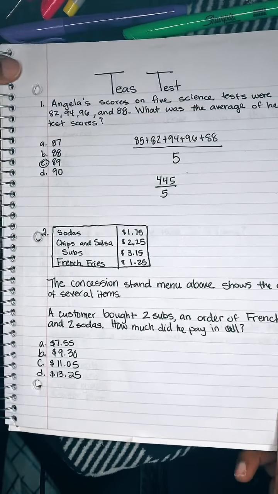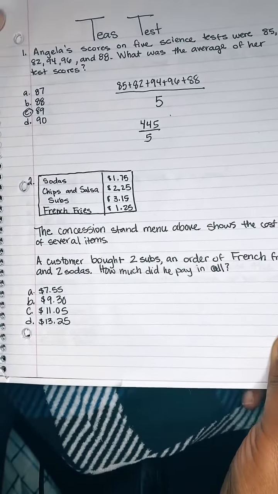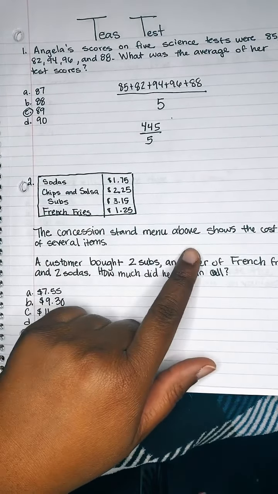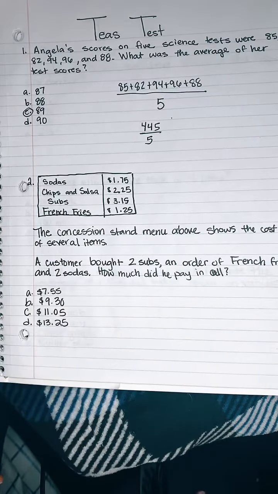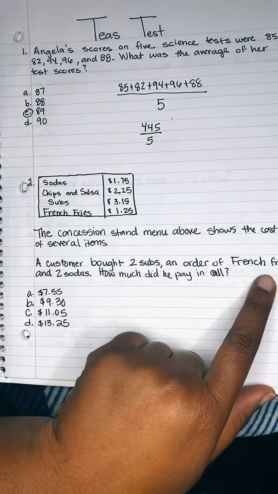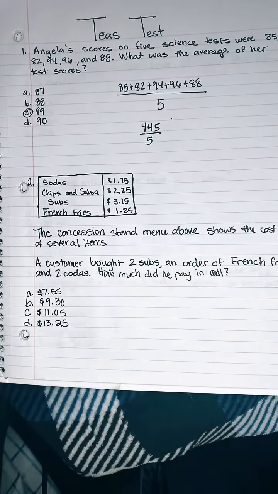All right. Now let's go down here to number 2. The concession stand menu above shows the cost of several items. A customer bought 2 subs, an order of French fries, and 2 sodas. How much did he pay in all? Okay, nice person said it's D. It's D, C. Okay, D, A, C. Ooh, we're kind of all over the place on this one.